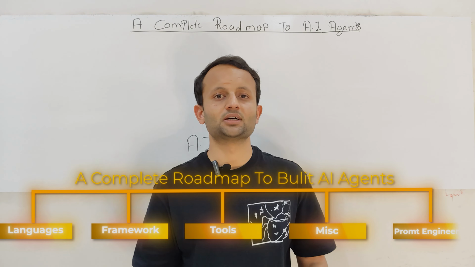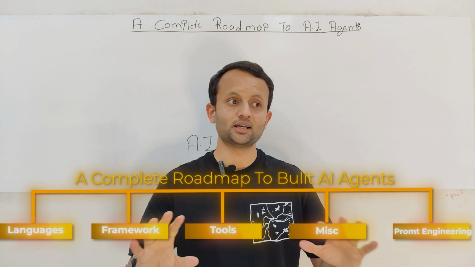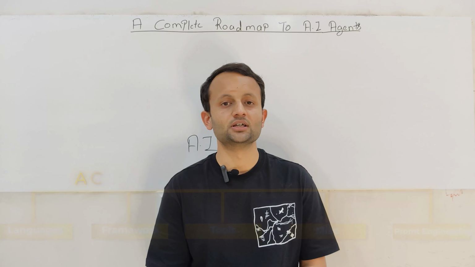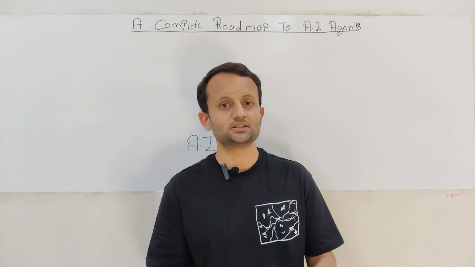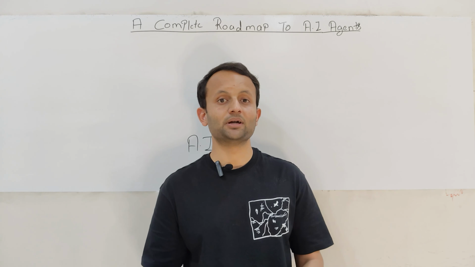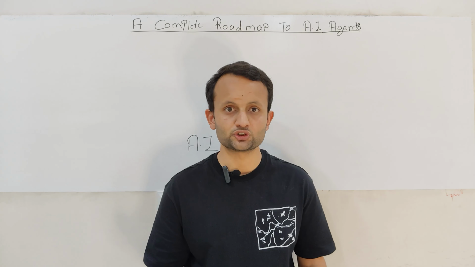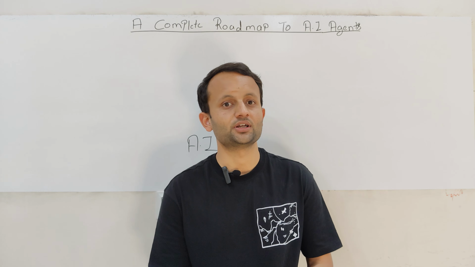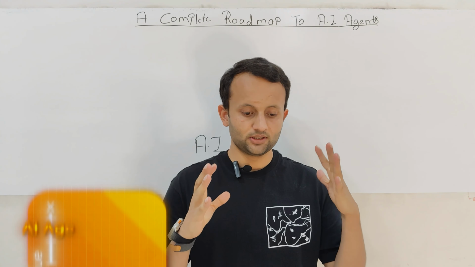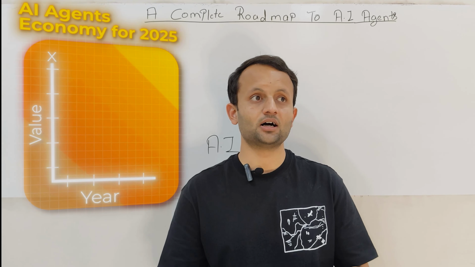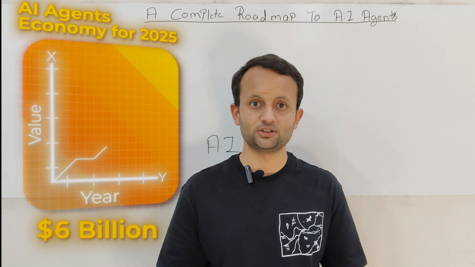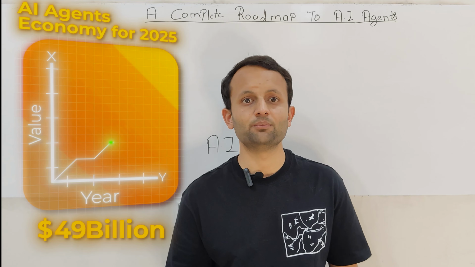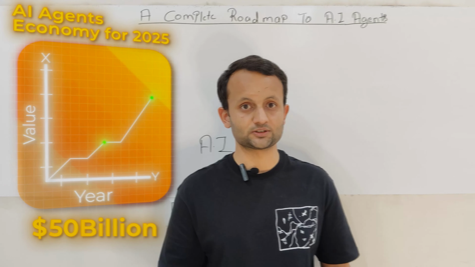There's a lot of buzz around AI agents right now in the entire world because the economy is going to be bursting in AI agents. Every business, from small to big companies, is implementing AI agents in their organization. And we are getting the biggest opportunity right now. So the economy for 2025 is going to be around $5 to $6 billion, and this economy is projected to be around $50 billion in the next 3 to 5 years.